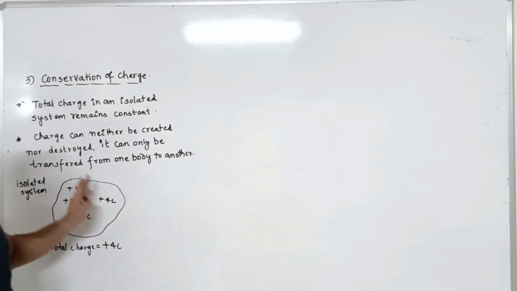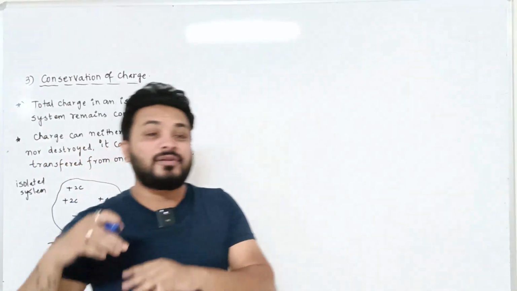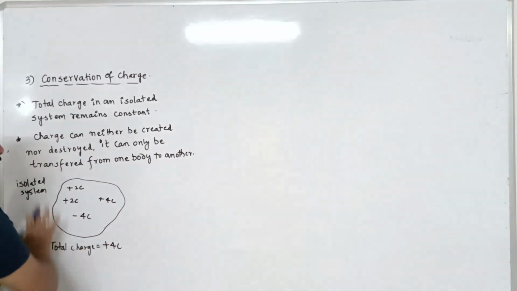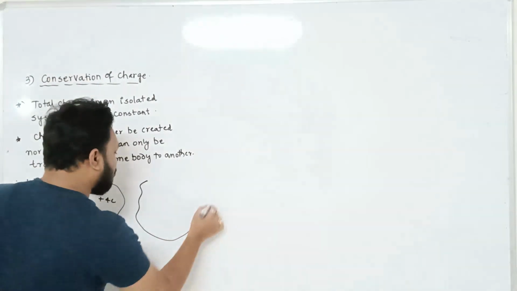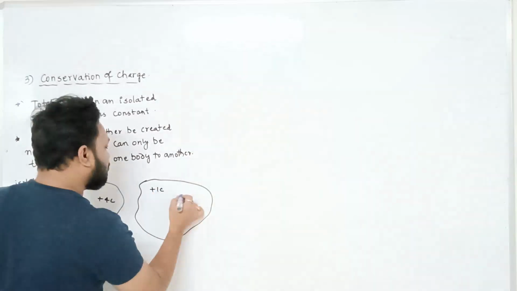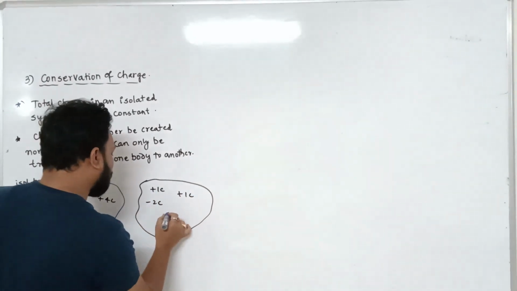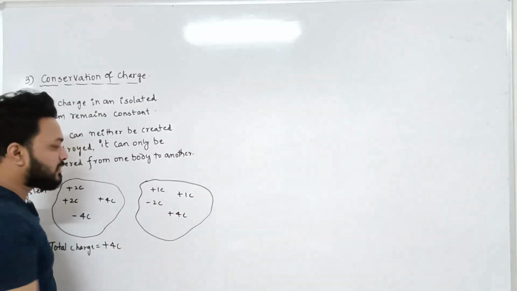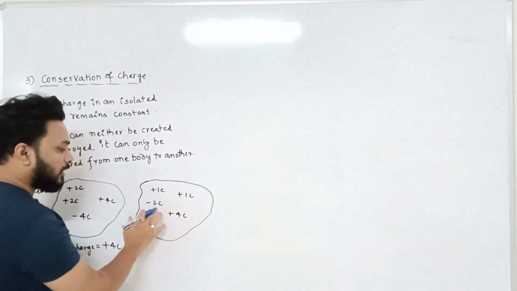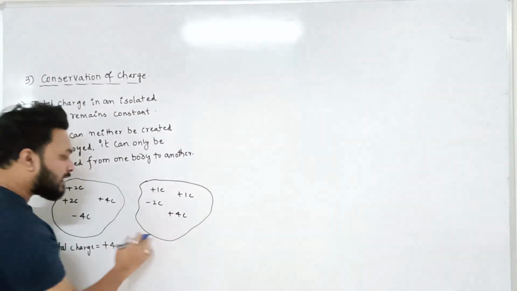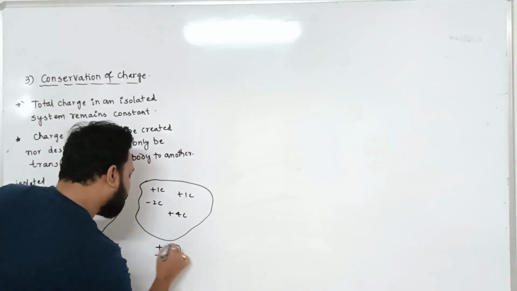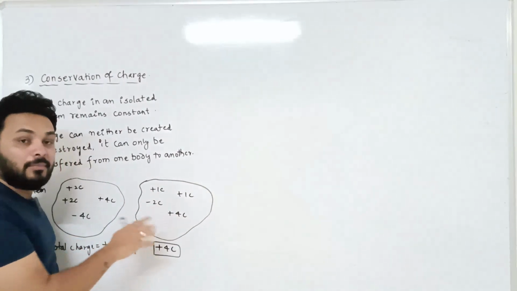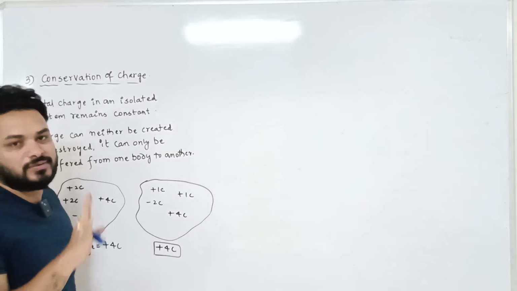Suppose if we see this isolated system after some years, I may see the same isolated system as plus 1 coulomb, minus 2 coulomb, plus 4 coulomb. What is the total charge? Total charge is still 4 coulomb. Individual charges may differ inside the system, but the total charge remains constant.